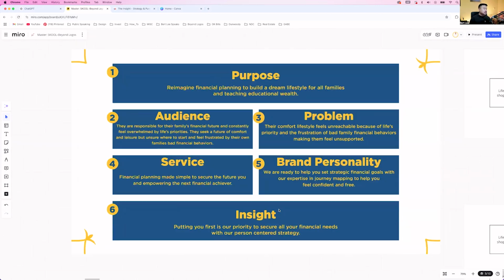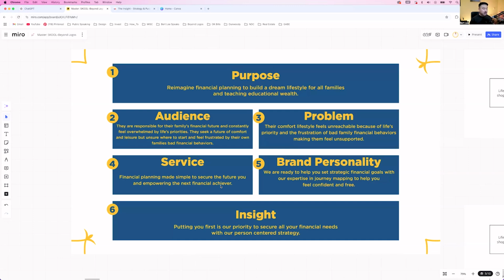Okay. So that's Ganda. Her purpose in her business is that she is reimagining financial planning to build a dream lifestyle for all families and teaching educational wealth. Her service: financial planning made simple to secure the future you and empowering the next financial achiever. Her insight is basically, what is it that you have that you can give away? What is it that you have that makes me want to pick you, or hire you? What makes you stand out? The insight could be something tangible, emotional, physical, whatever it is, but it's something that you're giving away, whether that's a workshop, a series, a webinar, whatever it is.